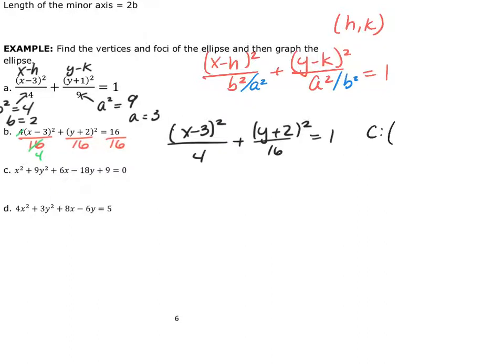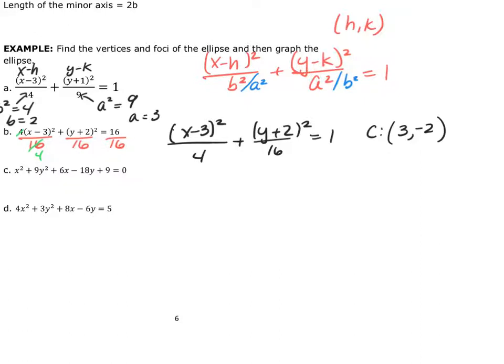Well, what's the opposite of 3? Negative 3. What's the opposite of positive 2? Negative 2. So your center is always the opposite sign. So that's why on my previous example, I had a negative 1. Okay? Is there any other questions before we keep working on this one?